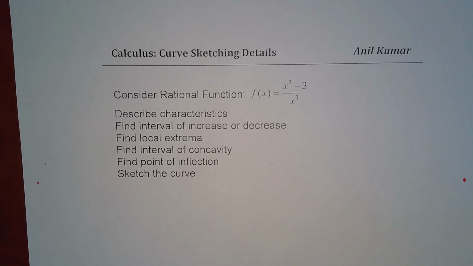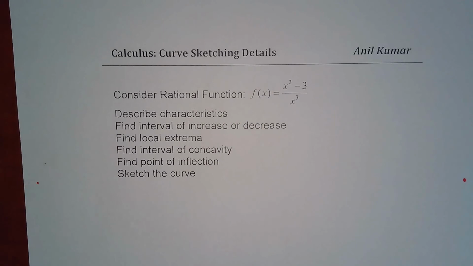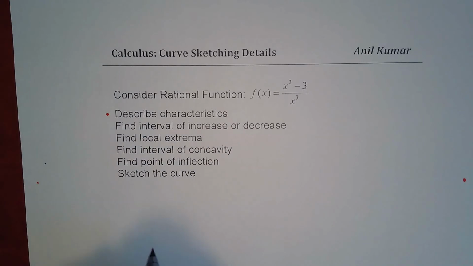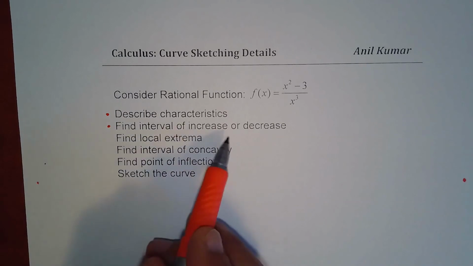I'm Anil Kumar. In this video, we'll discuss how to sketch the graph of a rational function. We have taken f of x equals x squared minus 3 over x cubed as our function. First, I'll describe the characteristics of this function, and then we'll find intervals of increase or decrease.